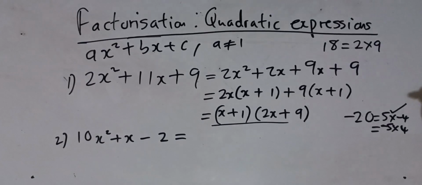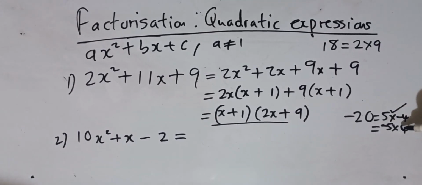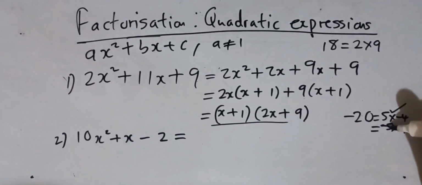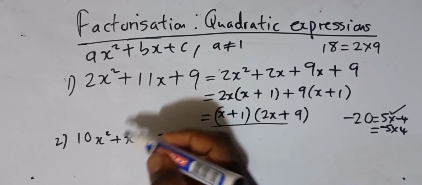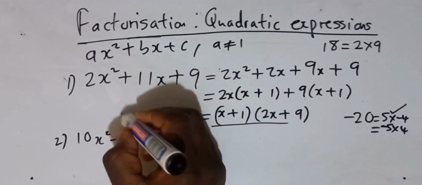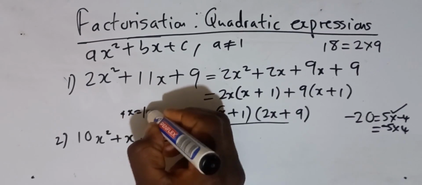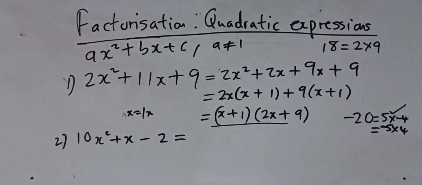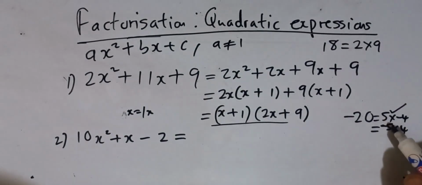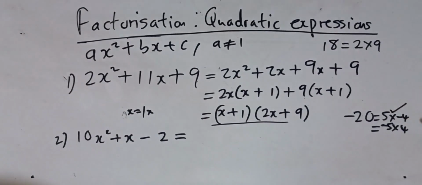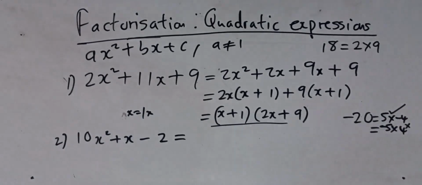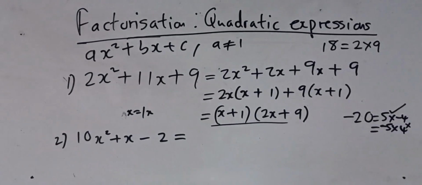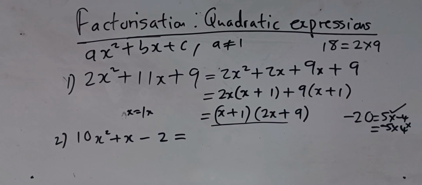Now, let us look at the second pair. Minus 5 times 4 is minus 20, but minus 5 plus 4 is minus 1. Here, we have x. Remember, x is the same as 1x. So this second pair gave us minus 1 instead of 1. So it means it failed to satisfy the second condition. So we take the first pair, which satisfies the condition of multiplication as well as addition.